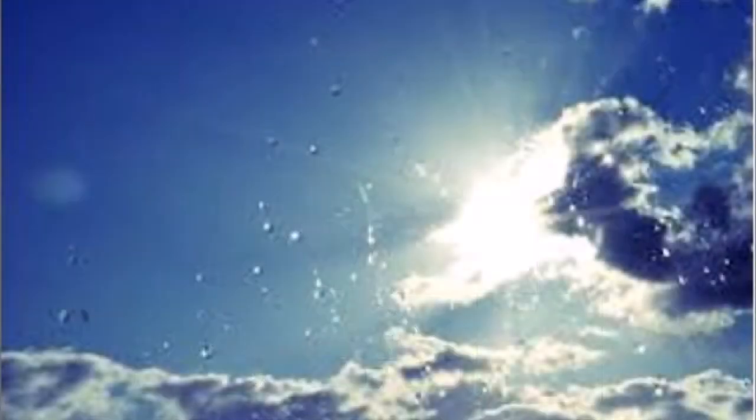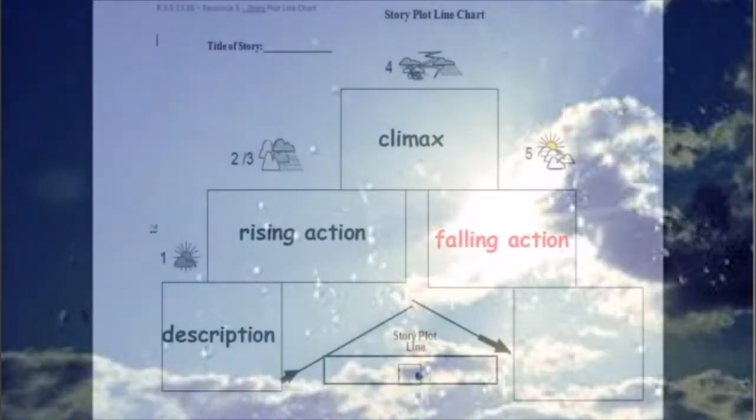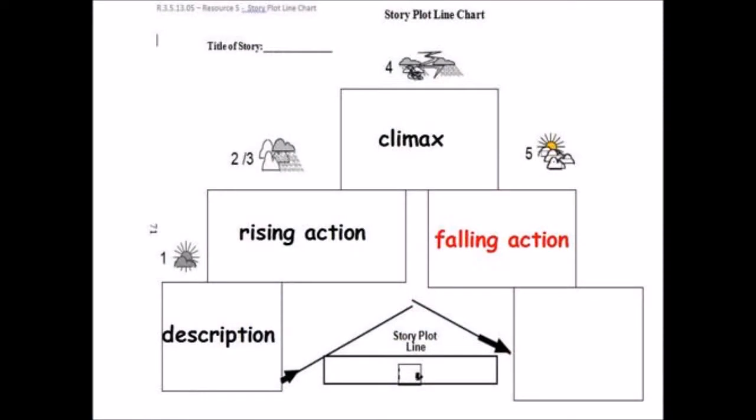Think about what happens after the most powerful part of the storm. The storm begins to slow, but rain still falls. And there may still be some thunder and maybe even a little bit of lightning. This part of the plot is called the falling action. The falling action is where the worst of the problem is over. The characters begin to solve the problem during this part of the plot.